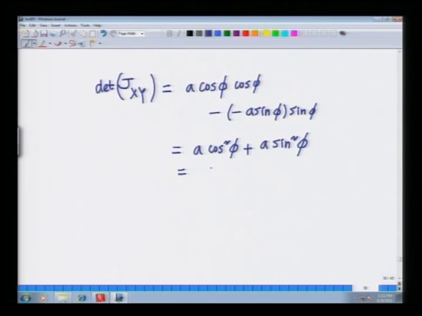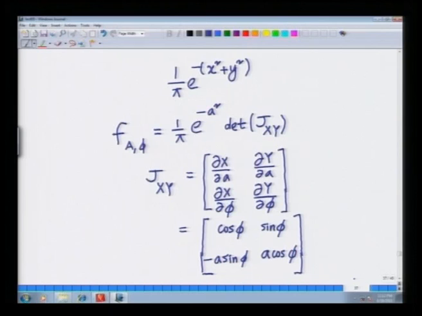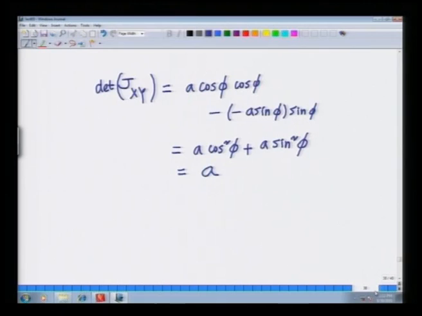So, now we have completely derived the Jacobian, and now I want to substitute the Jacobian into the expression for the joint distribution in terms of a and phi, that is 1 over pi e power minus a square times the determinant of the Jacobian, which is simply a. Hence, the joint distribution f of a, phi is simply a over pi e power minus a square.